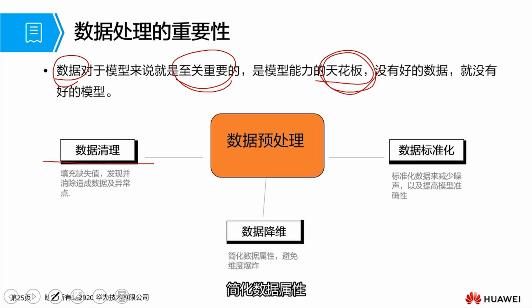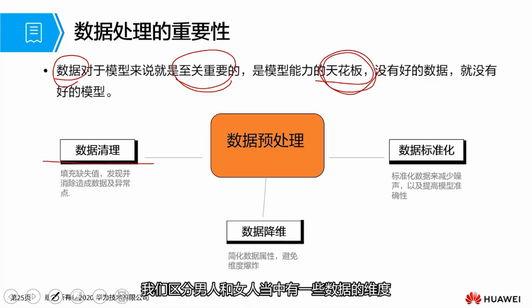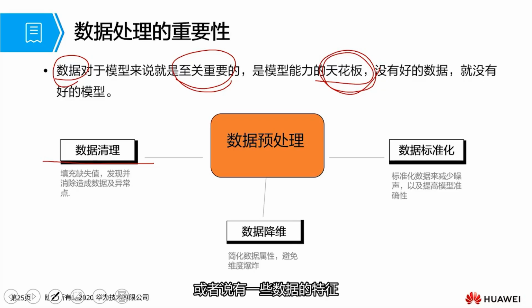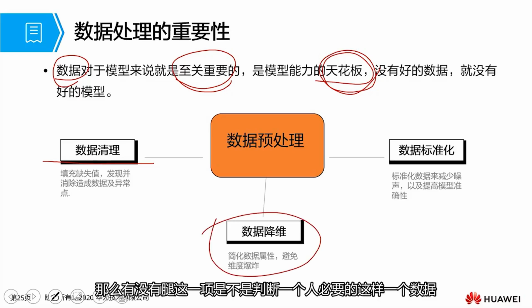What is the other one? Dimensionality reduction of data: simplify data attributes and avoid dimension explosion. What does this represent? Everyone can recall the video from the previous section. We created a small example where we differentiate between men and women. Some of the data dimensions, or features of the data, I wrote about a leg and a face.